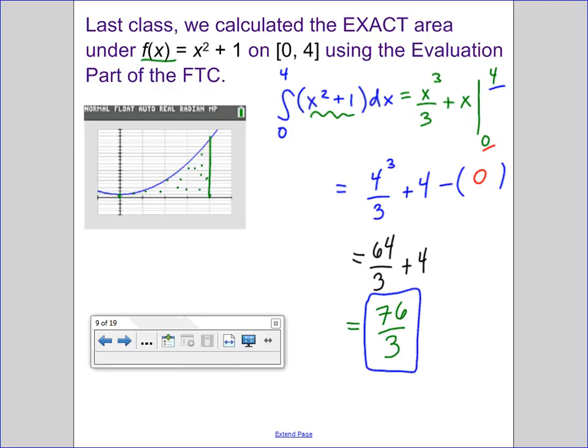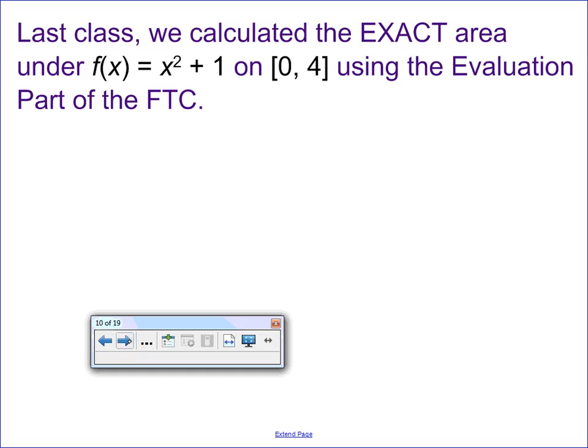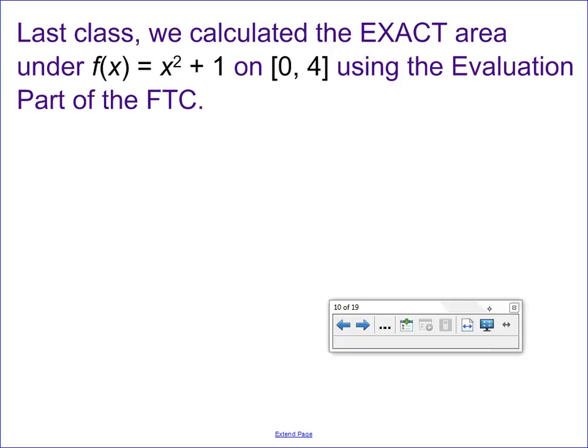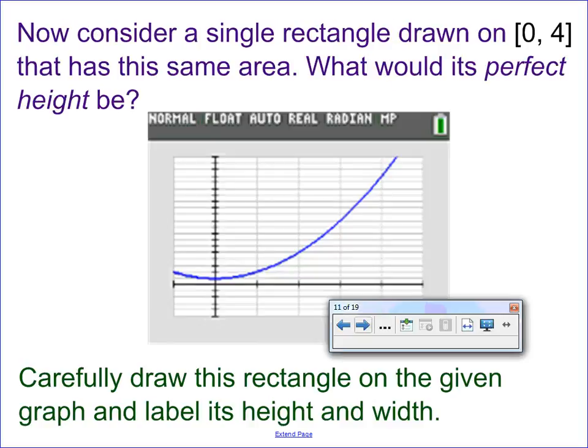Okay, that's the exact area. Now consider a single rectangle drawn on 0 to 4 that has this same area. What would its perfect height be? I'm hearing those perfect height parts, right? And that's ringing some bells. Some of them nice, some of them not so nice.